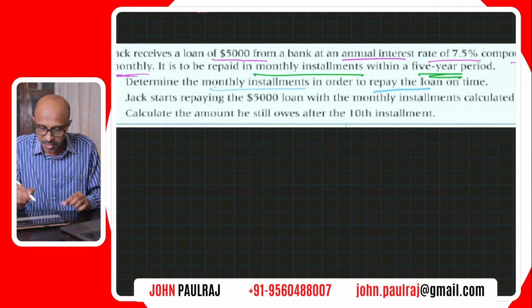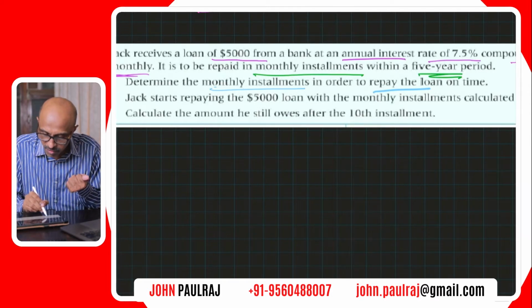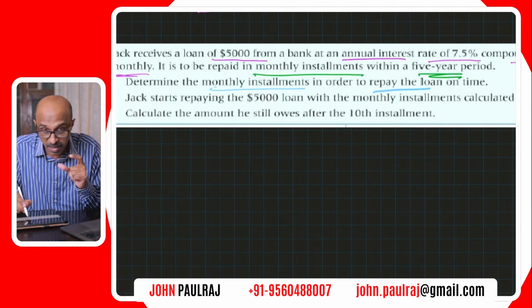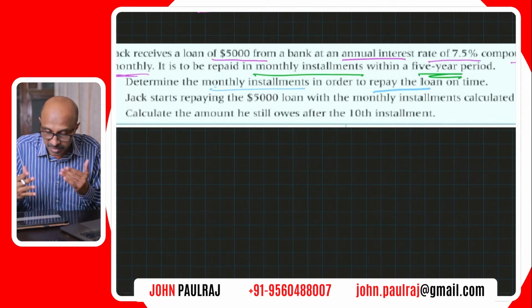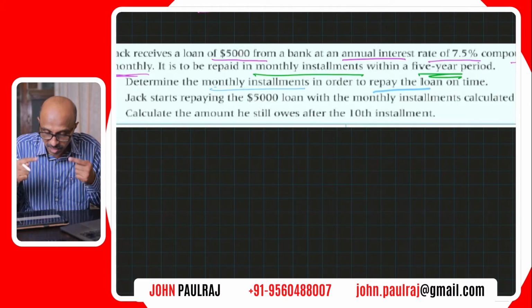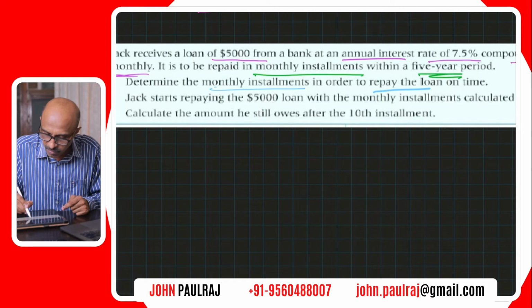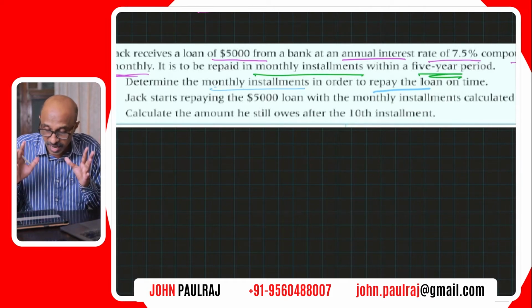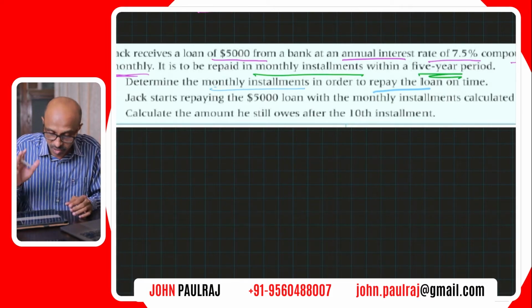Okay, so we've got the loan, $5,000 from the bank. That's going to be the present value. The annual interest rate, that is per annum, right? 7.5 percent compounded monthly. And that's the compounding period, 12 times, right? It is to be repaid in monthly installments, payments per year. We've got to pay back 12 times a year. And within a 5-year period, that means our number of payments is going to be 5 times 12.